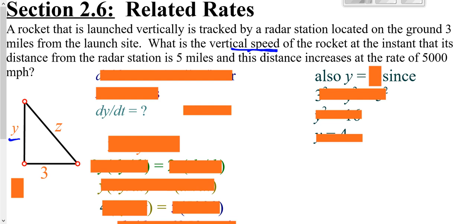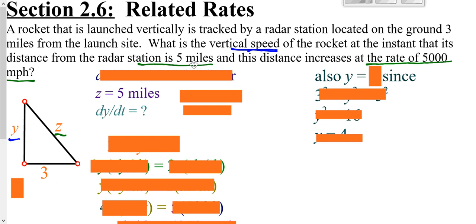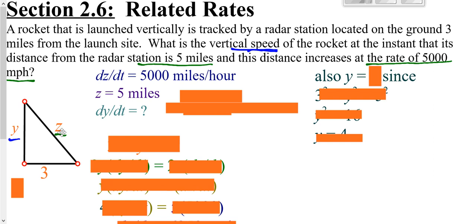Now, here we have the distance from the radar station. Well, that would be this. And then it's increasing at a rate, so that distance is increasing at a rate. So that's our derivative of that. Any rate is going to be a derivative. So we have our distance from the radar station is 5, and we have our derivative of z with respect to t would be our rate, which would be our speed. So any rate is your derivative, which typically is going to be your speed, your rate of change.